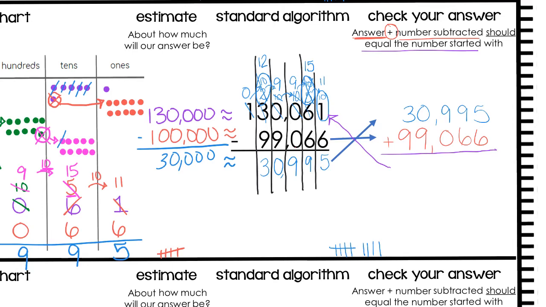So 5 plus 6 is 11. 9 plus 1 is 10, plus 6 is 16. 9 plus 1 is 10. And we say, all right, 9 plus 1 is 10 again. And 9 plus 3 is 12, plus 1 is 13. And 130,061 is the number that I started with.